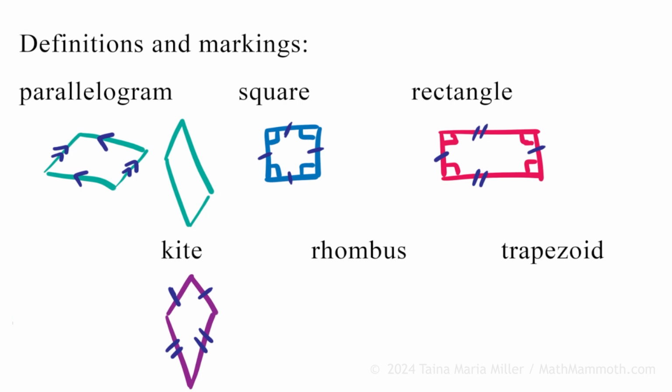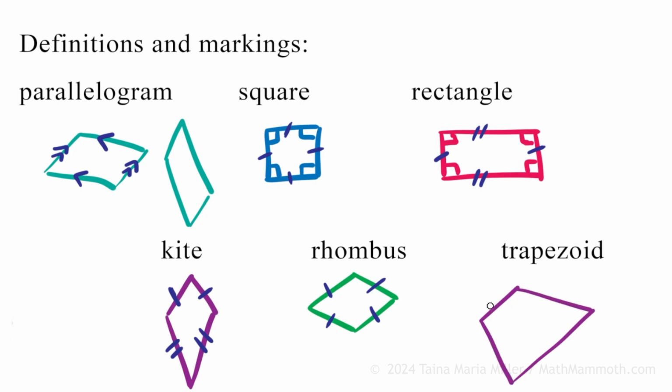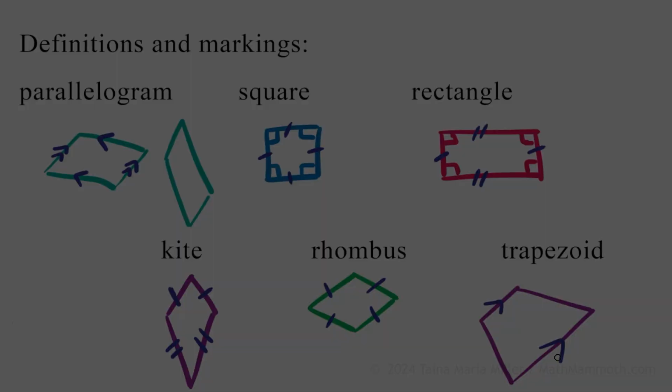A rhombus has four sides that are congruent, or the same length. And it ends up that the opposite sides are parallel. It is also a parallelogram. But that's how we mark that all four sides are congruent. And then lastly, in a trapezoid, we have one pair of parallel sides. So maybe one side is here, another one is here, it's parallel, and then the two other sides go like that. And to mark it, we use these little arrows. This side is parallel to this side.